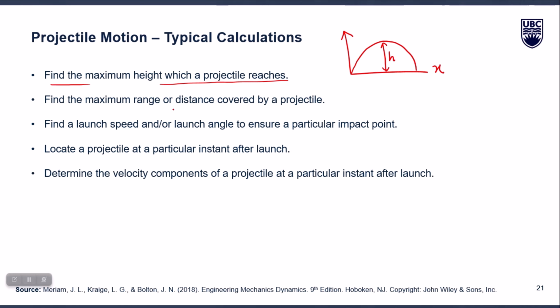Find the maximum range or distance covered by a projectile. So determine this horizontal distance, the complete range which that projectile covered. And by the way, what would be the solution approach for both of these cases? You know that for maximum height, what happens? V sub y becomes 0, right? V sub y becomes 0. So we can use this information in those 5 equations to determine small h, right?